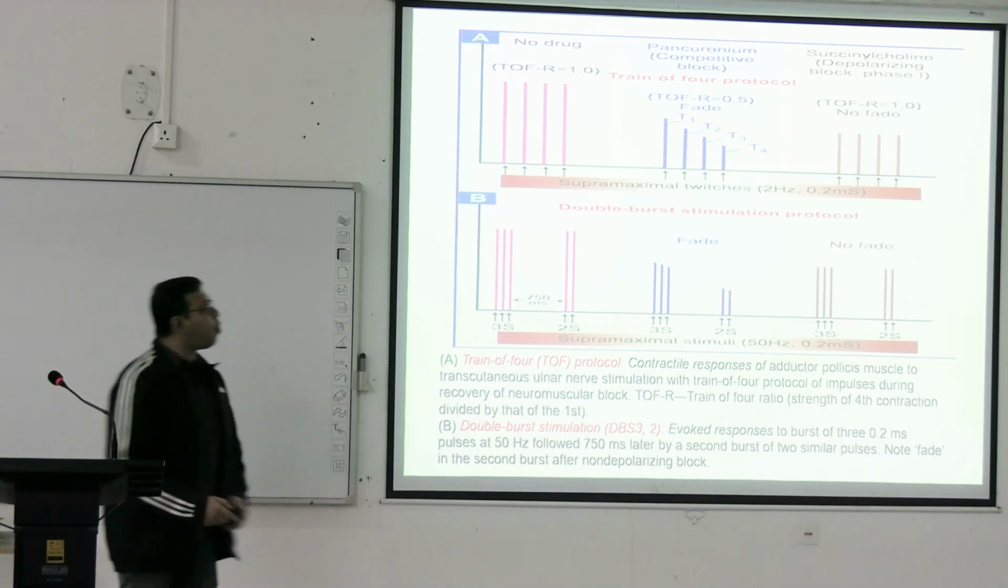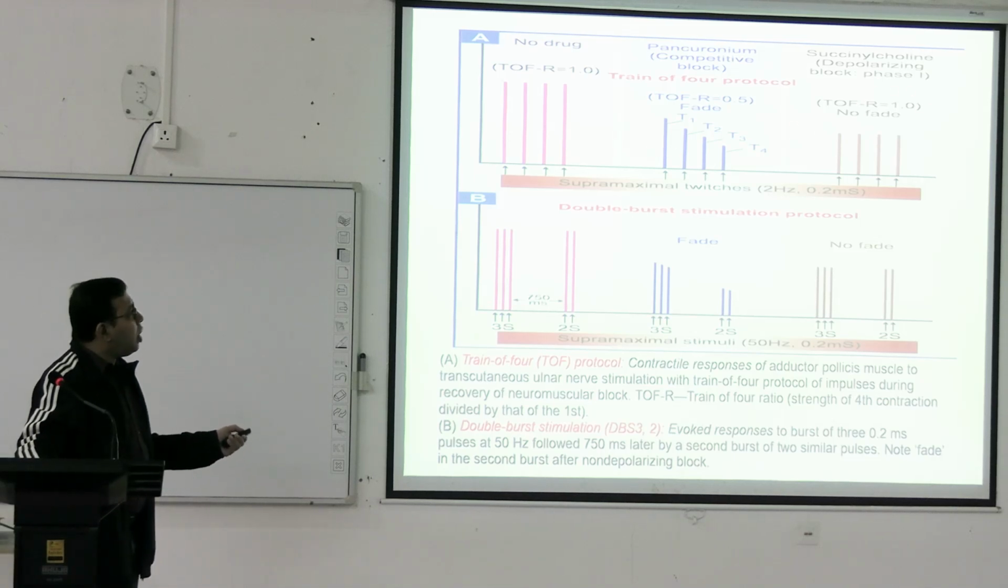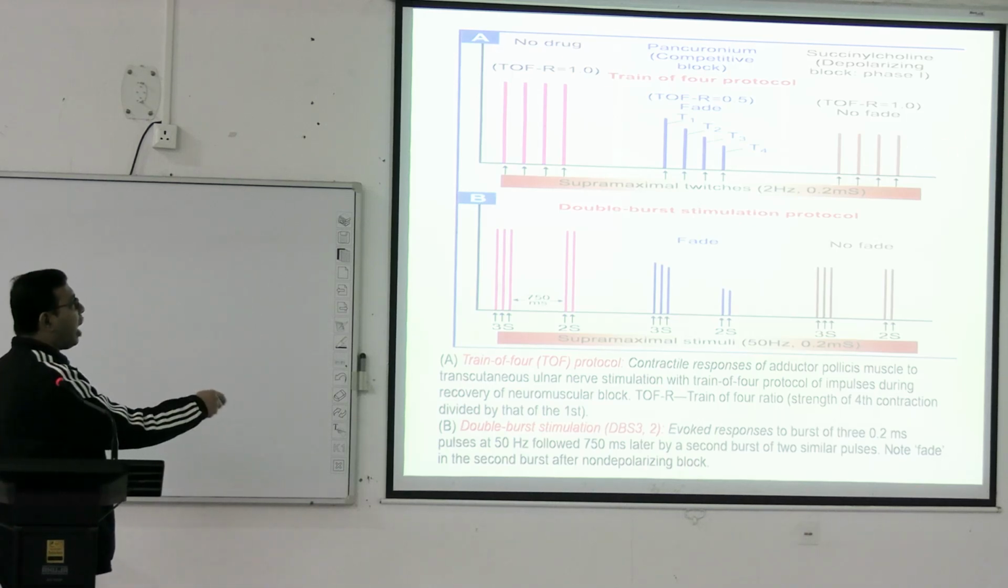So that is the train of 4 protocol. But when we give succinylcholine, usually there are no changes among T1, T2, T3, T4, but you can see the size is decreased.